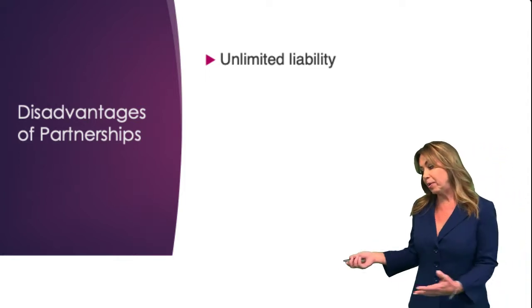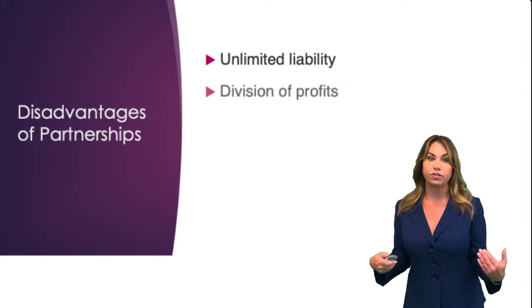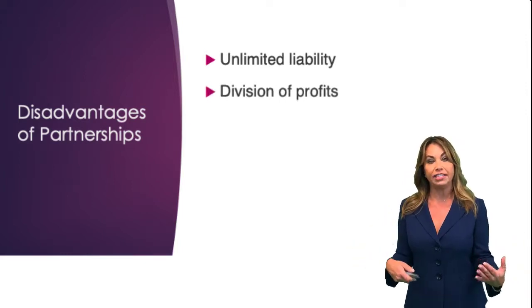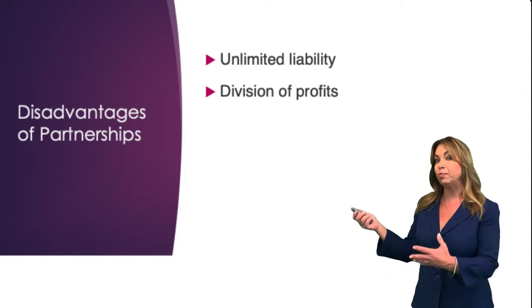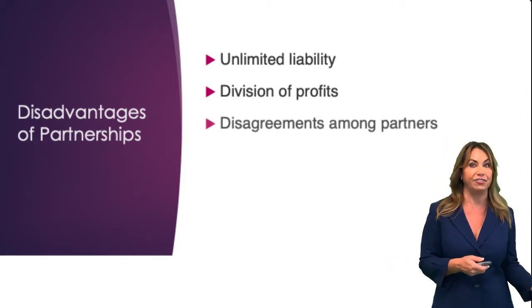Secondly, we as partners are going to have to somehow figure out how we divide the profits. Whereas with the sole proprietorship, I could keep all my own profits. With a partner, we're going to have to come up with some agreements. We're probably also going to have some disagreements, and that's another disadvantage.